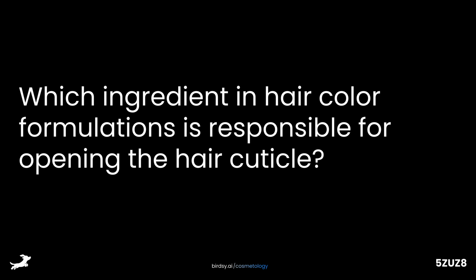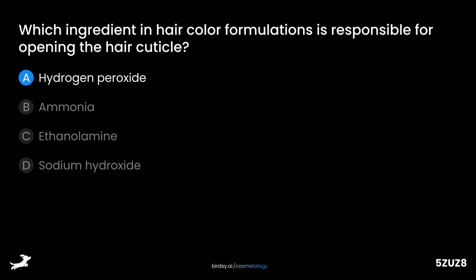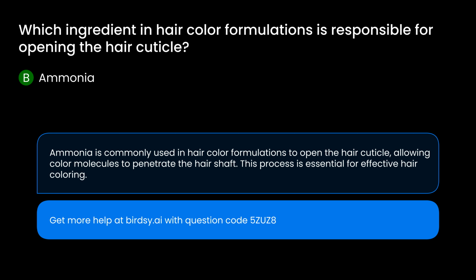Which ingredient in hair color formulations is responsible for opening the hair cuticle? Is it A, hydrogen peroxide, B, ammonia, C, ethanolamine, or D, sodium hydroxide? The answer is B, ammonia. Ammonia is commonly used in hair color formulations to open the hair cuticle, allowing color molecules to penetrate the hair shaft. This process is essential for effective hair coloring.